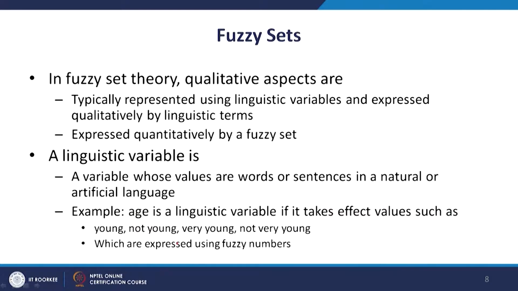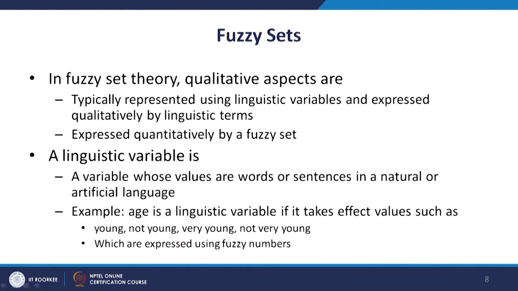For example, age is a linguistic variable if it takes values such as young, not young, very young, not very young. These are some of the terms which indicate the age of an individual, or it could be even for a firm.